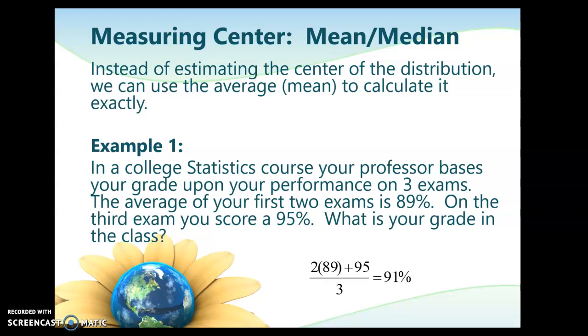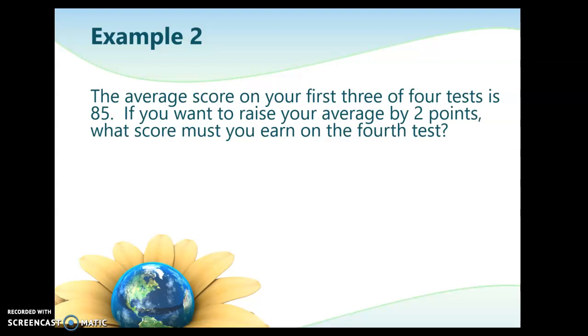So we're going to take 89 plus 95, the 3rd exam score, or 2 times 89 plus 95, and divide that total by 3. So we will have determined that the average or mean score on the exam for this student must have been a 91%. Well, what if I say that the average on your first 3 of 4 tests is an 85, and you want to raise your average for all tests by 2 points? What score must you get on your 4th test in order to do so?